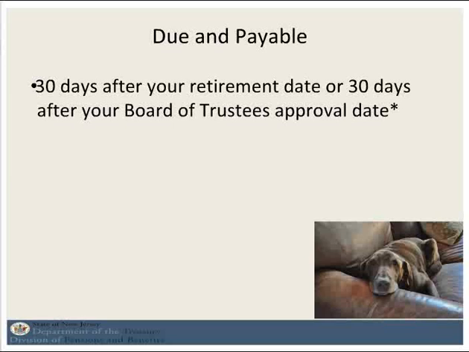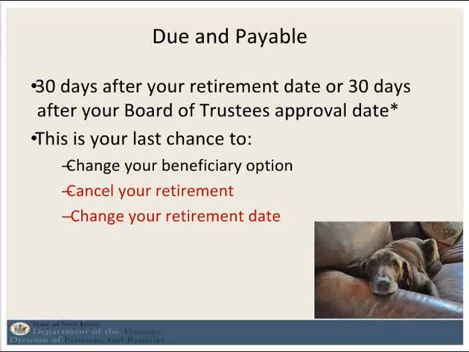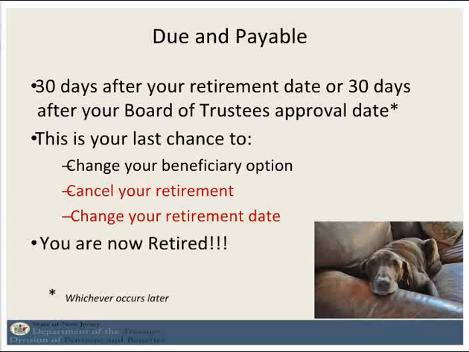Your pension will be due and payable 30 days after your retirement date or 30 days after your Board of Trustees approval date. This is your last chance to change your beneficiary option or to cancel your retirement or to change your retirement date. After this time, you are retired and you will not be able to change any of those three things.